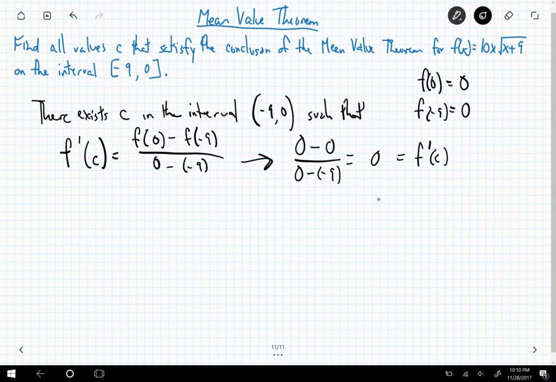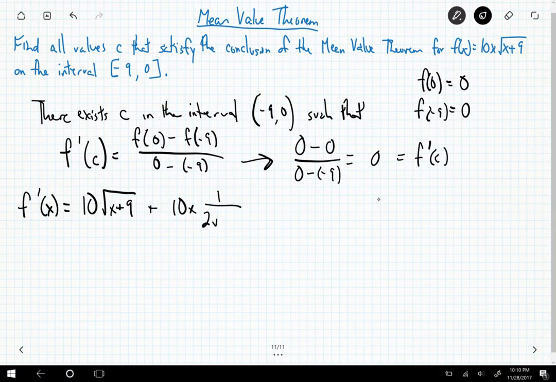Okay, well, we'll need f prime of x in order for us to look at that. So f prime of x, what does that equal? We need to use the product rule, so that goes 10 times the square root of x plus 9, plus 10x times 1 over 2 times the square root of x plus 9.